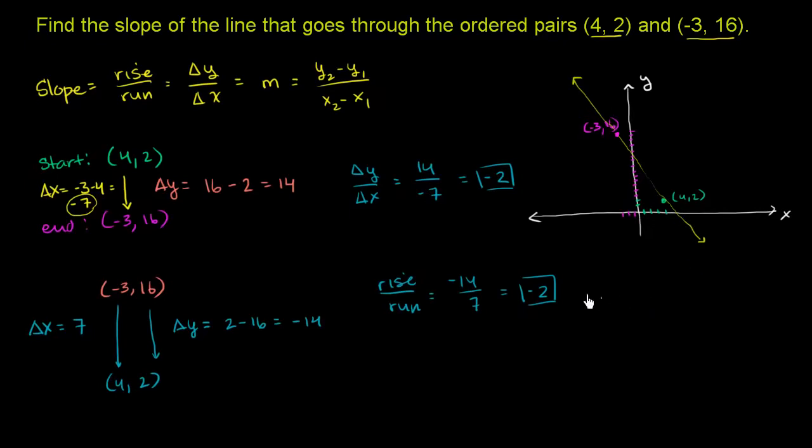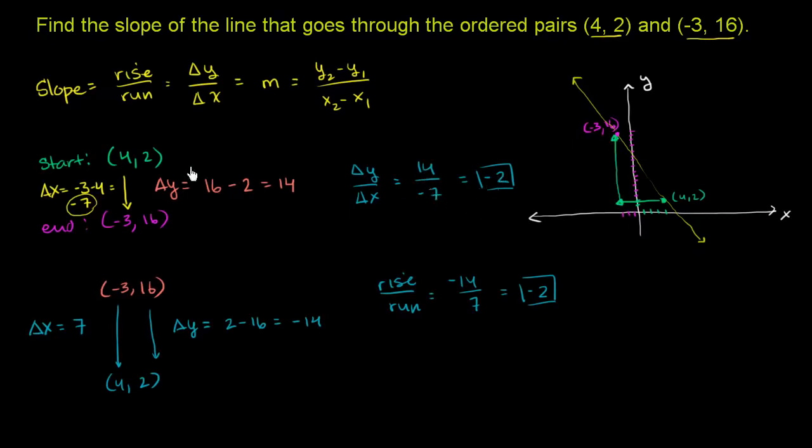And just to visualize our change in x's and our change in y's that we dealt with here, when we started at 4 comma 2 and ended at negative 3 comma 16, that was analogous to starting here and ending over there. And we said our change in x was negative 7. We had to move back. Our run, we had to move in the left direction by 7. That's why it was negative 7. And then we had to move in the y direction positive 14. So that's why our rise was positive. So it was 14 over negative 7, or negative 2.